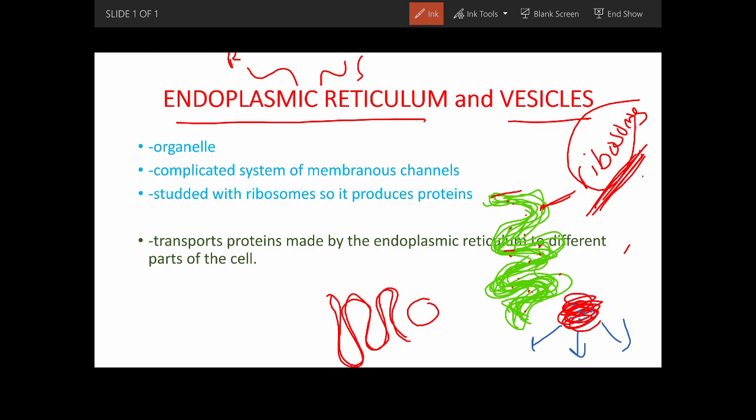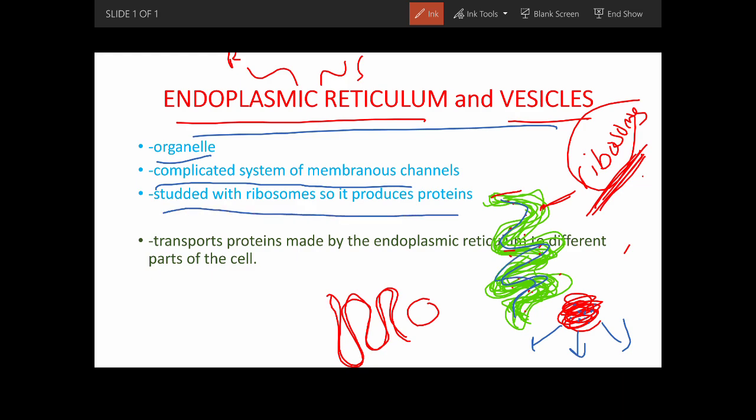So the endoplasmic reticulum is an organelle made up of a complicated system of membranous channels. It's studded with ribosomes, so it produces proteins. Whenever thinking of what the endoplasmic reticulum is, just draw how it looks. It will just come. Now, the vesicles transport proteins made by the endoplasmic reticulum to different parts of the cell. And that's how you answer that question.